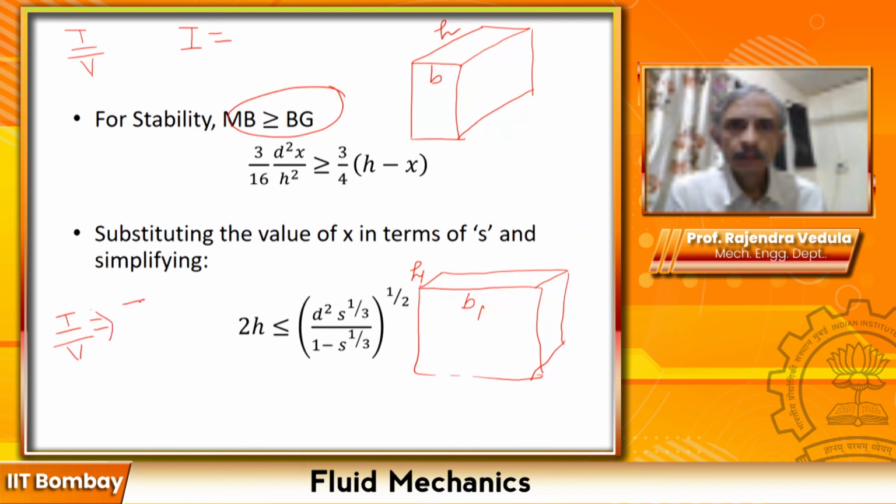I is equal to what? In this case, what is I? Is it BH cube by 12? Remember, if I have a thing like so, and this is B, this is H, it is BH cube by 12.